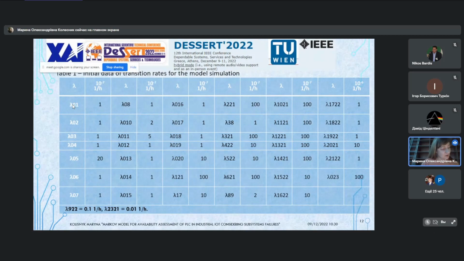And we can see that we can obtain the coefficient of availability using initial data of transition rates for the model simulation. We used average values of rates of failure according to statistical data, and we can also change this data using real statistical data from IoT system and from PLC used in smart factory.